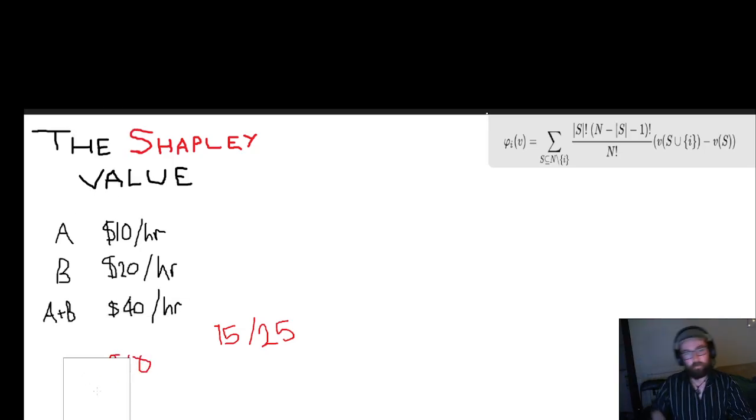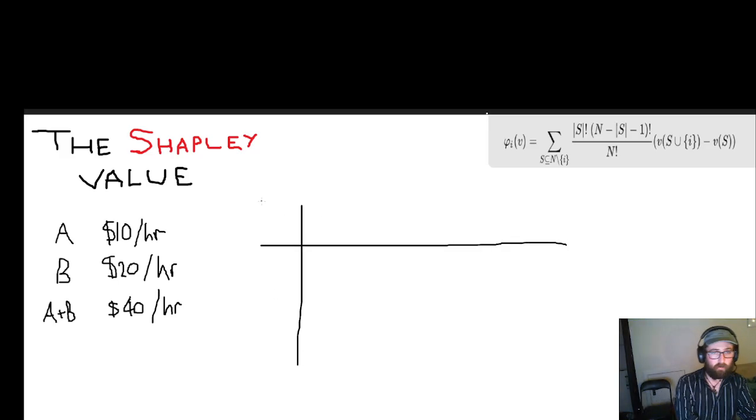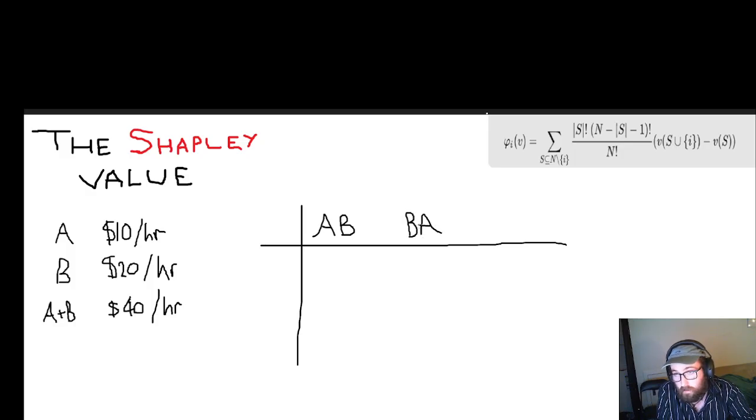Now, to give a more formal reason of why we're calculating things this way, I'll show you where we actually get these numbers from. We're going to consider the business starting empty and then slowly adding people into the business. Now, because there's only 2 people, there are only 2 orders that we can add people into the business. We can either have person A first and then add B, or we can have person B first and add A. And here I'm going to talk about the value they provide to each other.